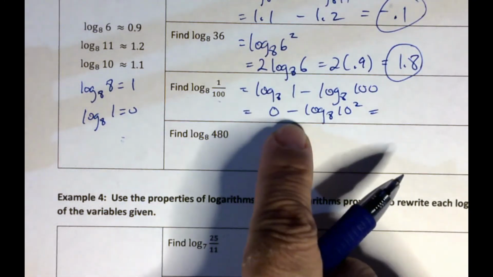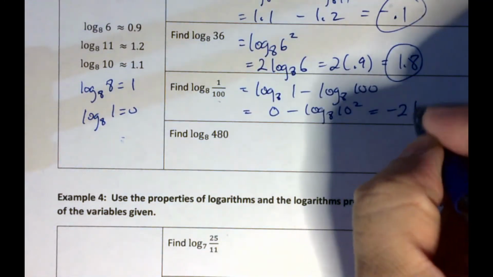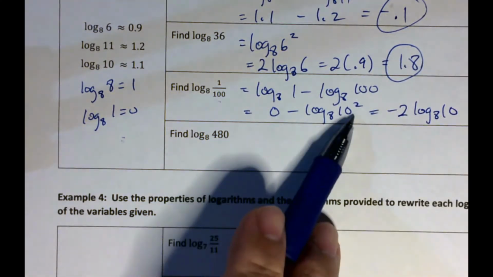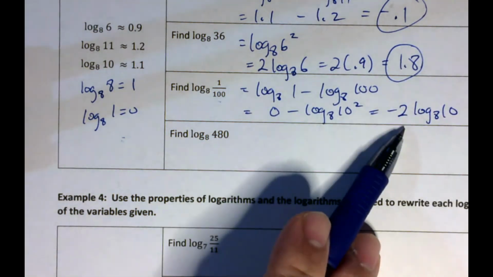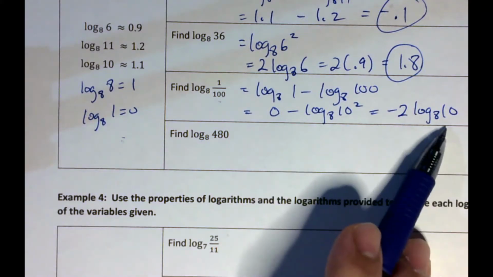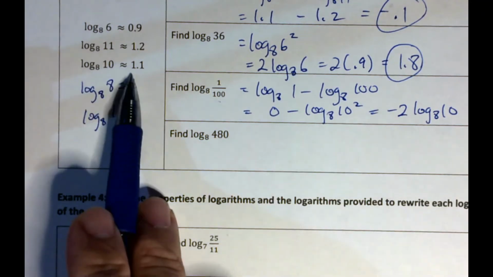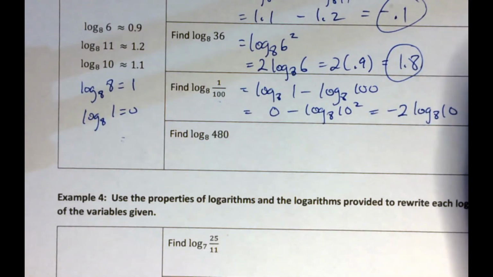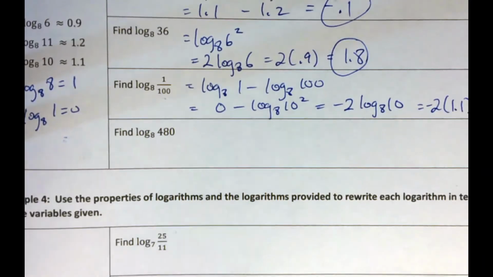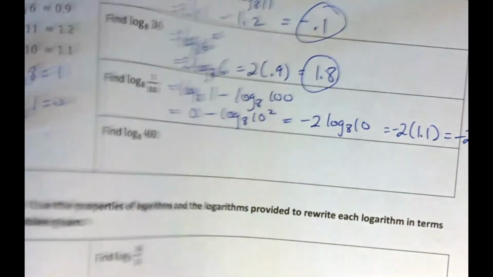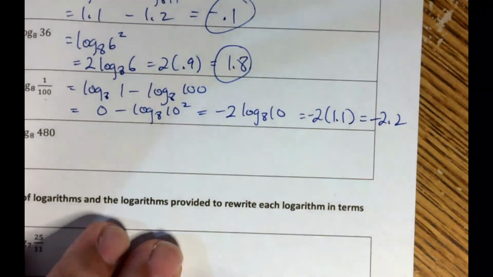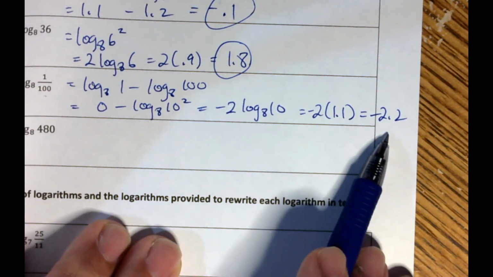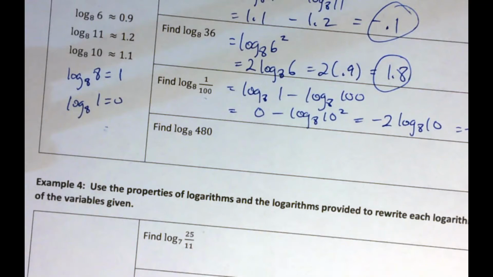There's still a negative sign there. We're at negative 2 log base 8 of 10. I've taken the exponent of 2 and brought it forward as a coefficient. Now all I have to do is log base 8 of 10, which is 1.1. It's going to be negative 2 times 1.1, which is negative 2.2. So I replaced the log base 8 of 10 with 1.1, and I got negative 2.2. All right, moving on.